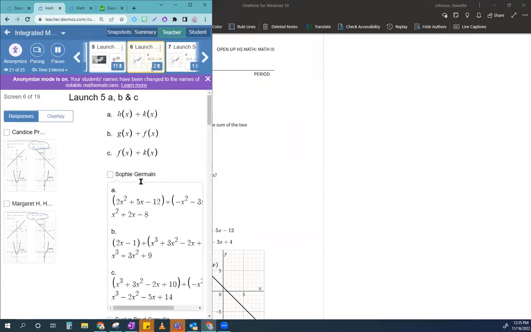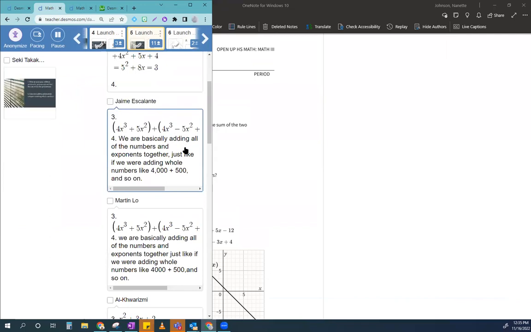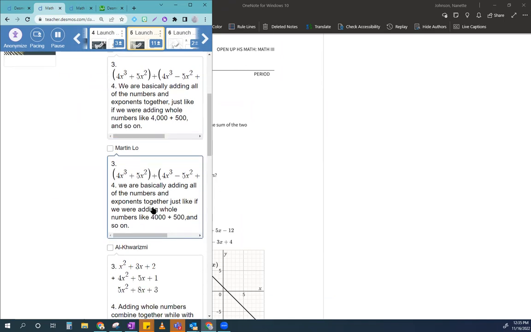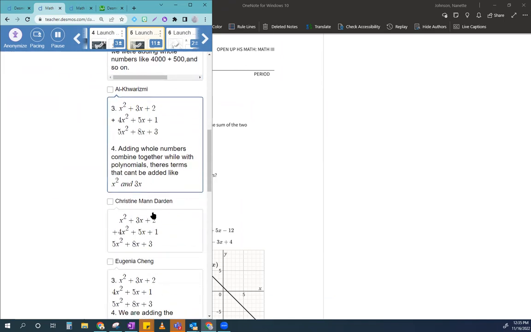How is it the same? "Adding polynomials, we're basically adding all the numbers and exponents together, just like we're adding." I don't think you mean you're adding the exponents together, but I understand what you're saying. "Just like we're adding whole numbers, adding numbers, well, the polynomials." Yes, these terms, x squared and 3x, cannot be added because they're not like terms, right?